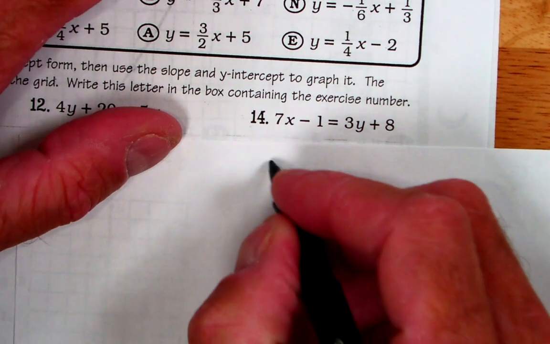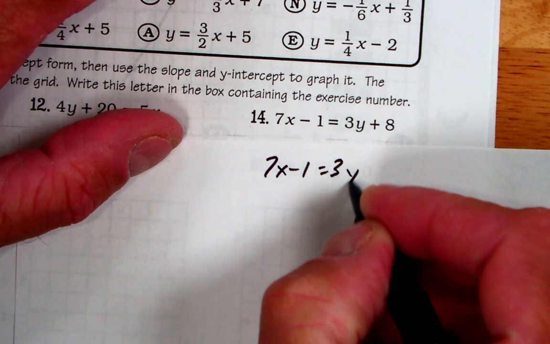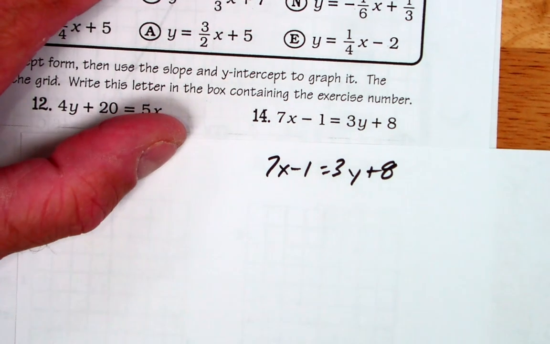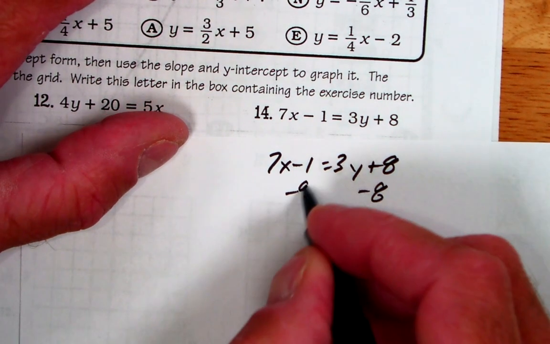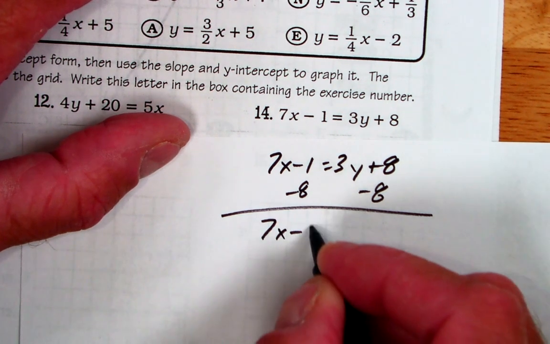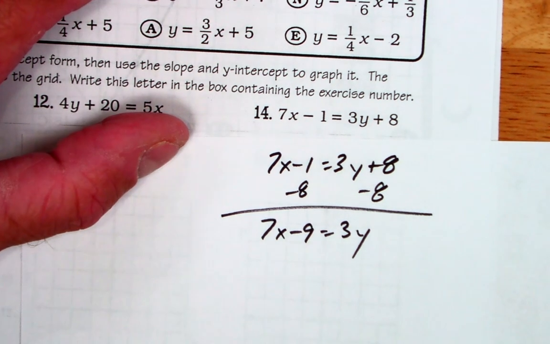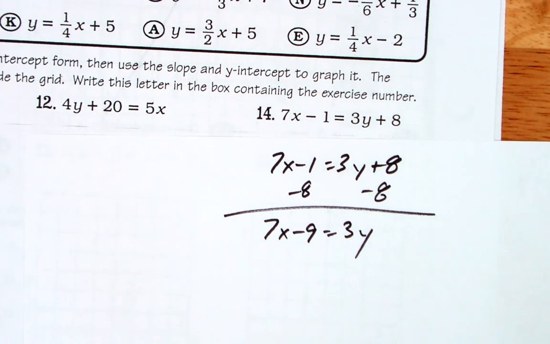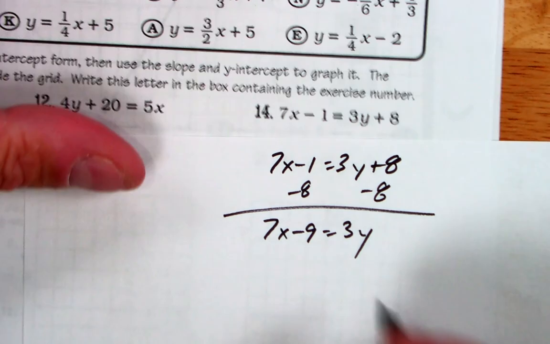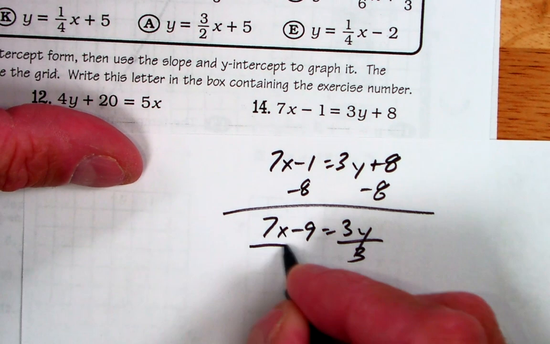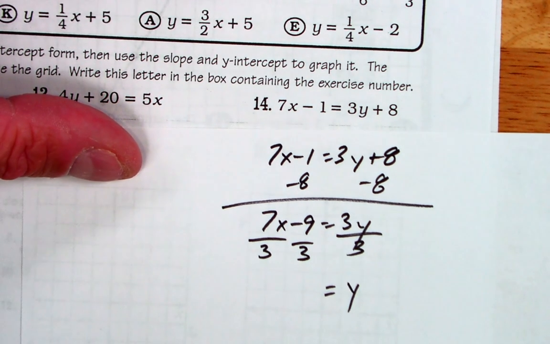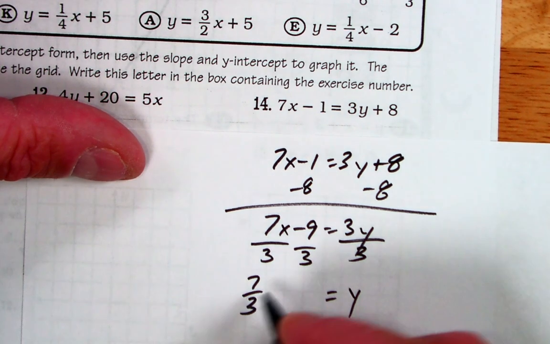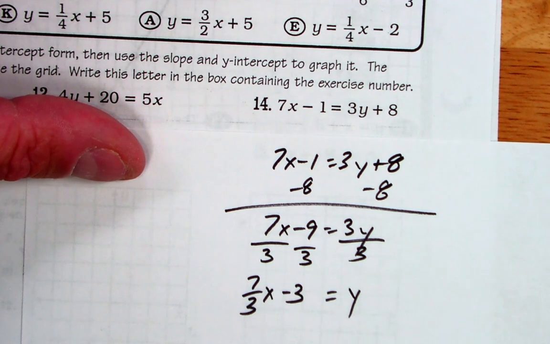Anything from this? So 7x minus 1 equals 3y plus 8. So let's get y by itself. So let's get rid of this 8. Don't worry about dividing by 3 until you've got that y term by itself. So now I'm going to divide that by 3. I'm going to divide this by 3. I'm going to divide that by 3. I'm dividing everything by 3. So I got 7/3 x minus 3.